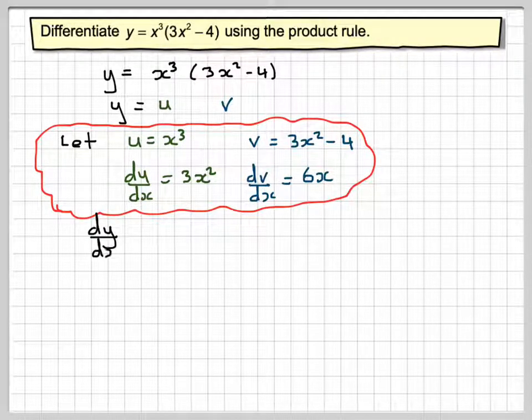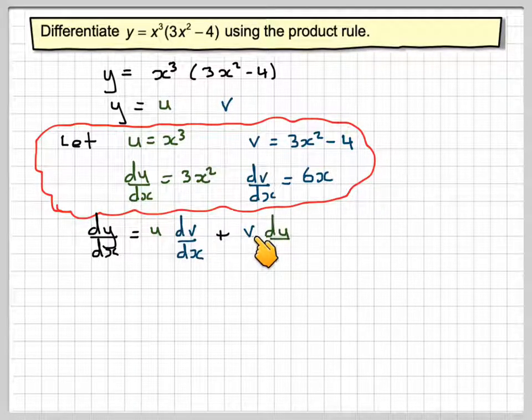Right, then write down the product rule. So dy by dx, by writing it down, you will get to learn it. So it will be u dv by dx plus v du by dx.